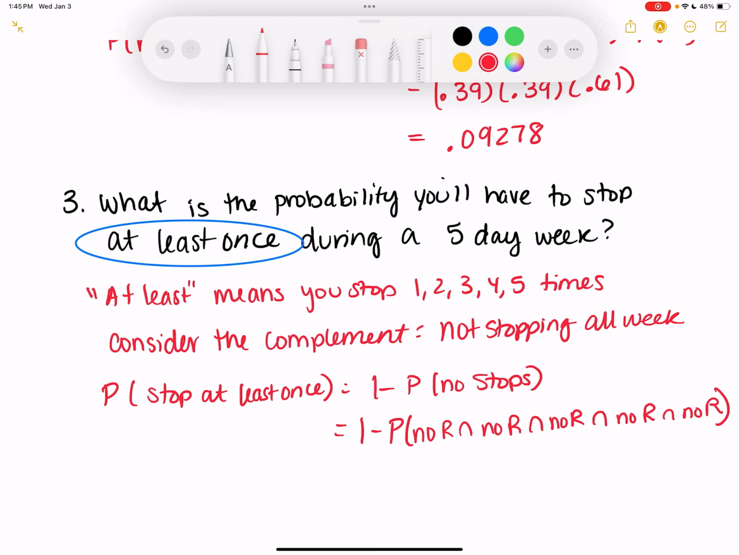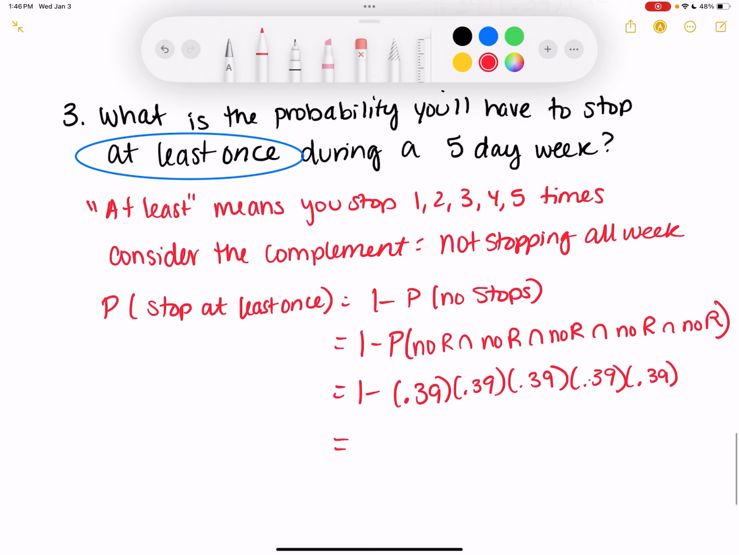So again, multiplication rule. I'm not going to write the whole thing out. So 1 minus 0.39 times 0.39 times 0.39 times 0.39 times 0.39. Can we say 0.39 to the 5th, or do we have to write it out? So this is equal to 1 minus 0.0090, also known as 0.991.